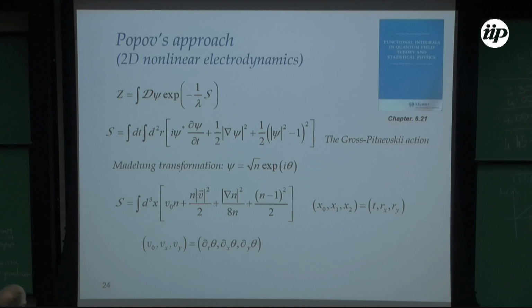So what we do is go along the following way. The idea is Popov's; we don't try to take any credit for that. We start again from this field integral with this action, and we do the Madelung transform. There is nothing to say, you all know this. I'm going to work in coordinates where time is x0 and space is x1 and x2. And then there are velocities: velocity 0 is the time derivative of the phase, and the velocities x and y are the x derivative and y derivative of the phase.